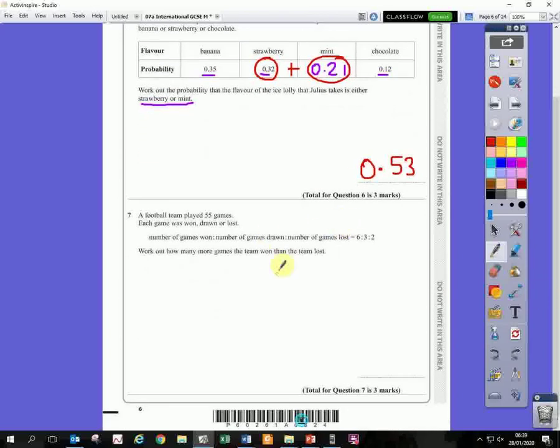Either you can choose to write this as a decimal, or a fraction, or even a percentage if you want. So next we have the number of games won to drawn to lost, in the ratio 6 to 3 to 2. A team played 55 games. This 55 games is distributed between won, drawn, and lost. So we can add these ratio parts together, and when we do that, we end up with 11. So we're going to share 55 by 11, divide 55 by 11, and we end up with 5. 5 is worth 1 part.